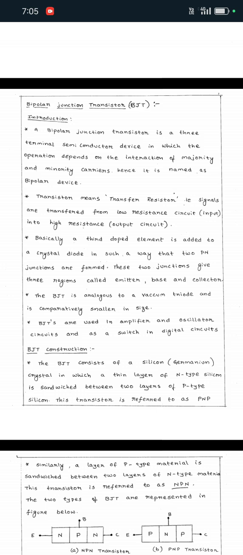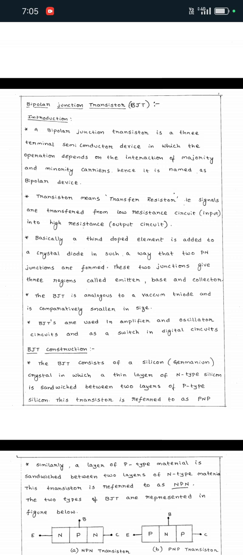A BJT, bipolar junction transistor, is a three-terminal device. So what are the three terminals? Emitter, base and collector. It is a semiconductor device in which the operation depends upon the interaction of both majority carriers and minority carriers. So it is called a bipolar junction transistor.